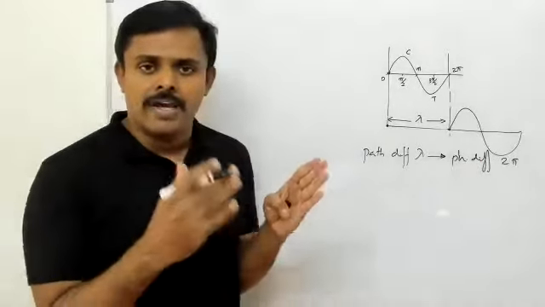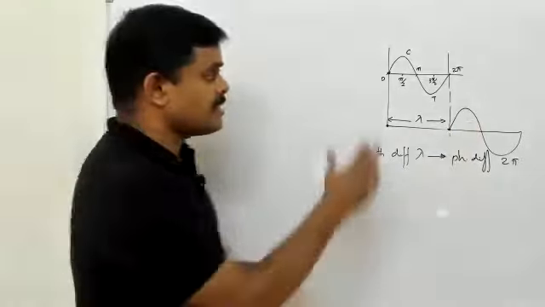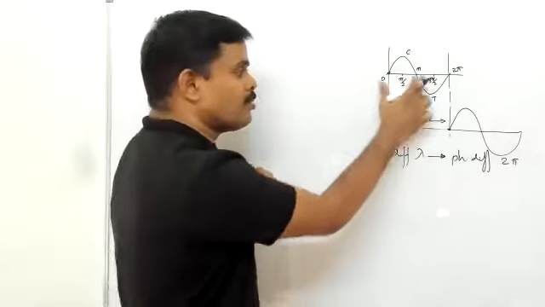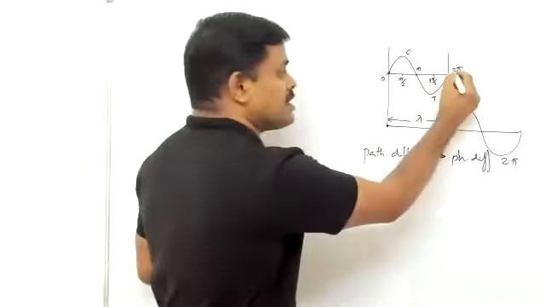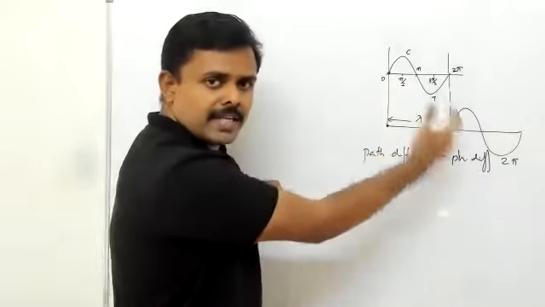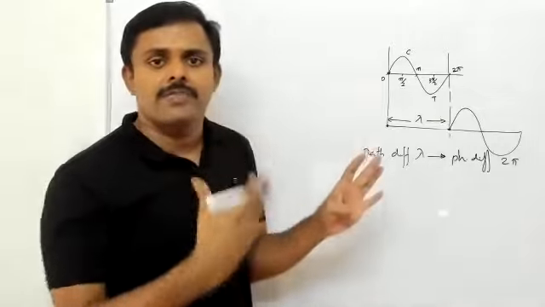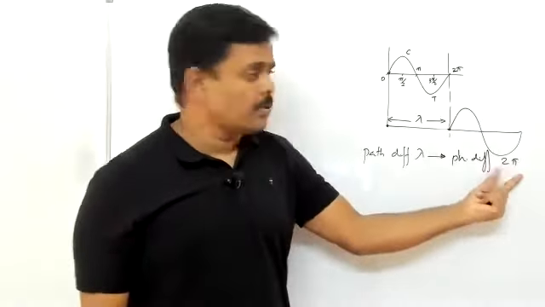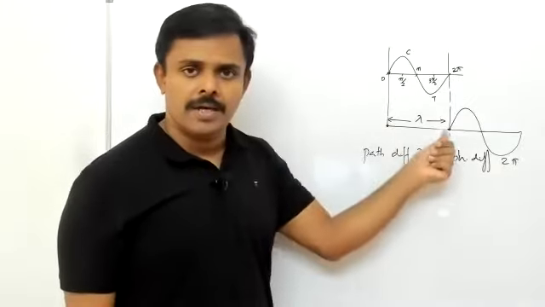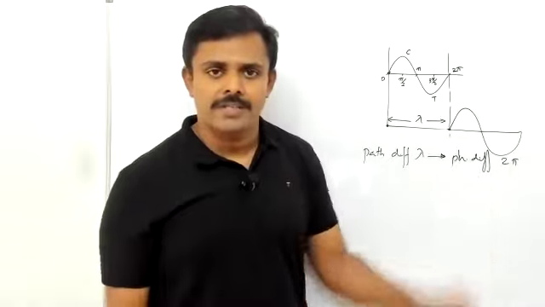Just imagine you have two waves which are starting 2 pi apart. This is starting at 0, pi by 2, pi, 3 pi by 2, 2 pi. The second one is starting at 2 pi. So this is starting at 0, while the second wave is starting at 2 pi. The angle difference between them is 2 pi. Angle difference is called phase difference. Phase difference is 2 pi. What about the path difference? Path difference is lambda. So whenever you have a path difference of lambda, the corresponding phase difference is 2 pi.